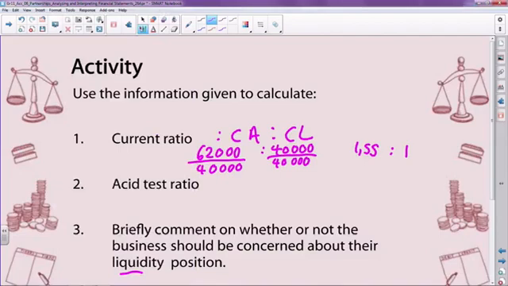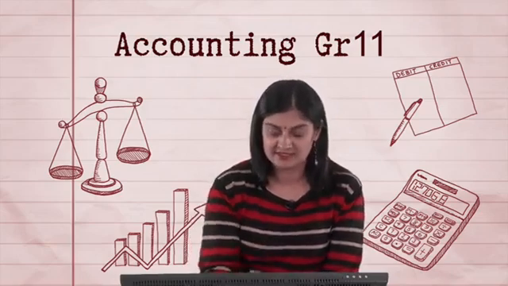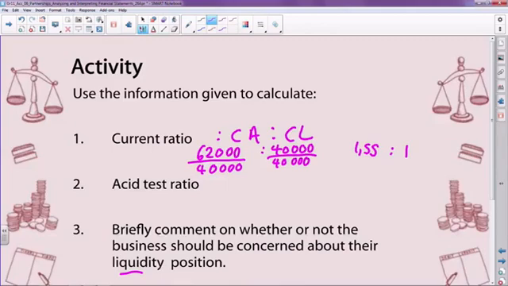The difference between the current ratio and the asset test ratio is the asset test ratio still looks at your current assets, but this time without stock, without inventory. So I need to subtract my stock, and then I compare this to my current liabilities. So in this case, current liabilities stays at 40,000, okay? Current assets, an amount of 62,000, and I'm going to now subtract my stock figure.